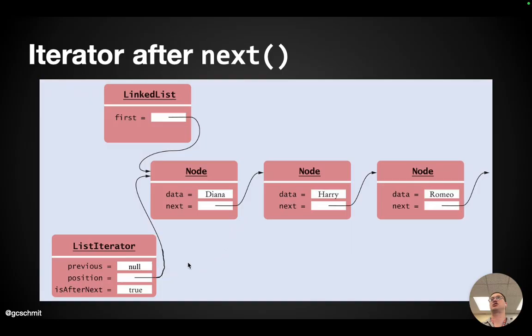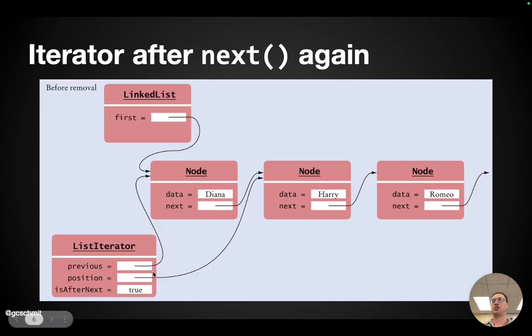So again, we want position to refer to the node we've just iterated over. So if I call next again, we can now see that position refers to the second node in our linked list, whose data is Harry. So I need to return the value Harry. We can also see that previous refers to the previous node in the list, the one we were just at. So to support calling next in this more general case, when we're not iterating over the first node in the list, you can see we have to update previous to refer to this node.